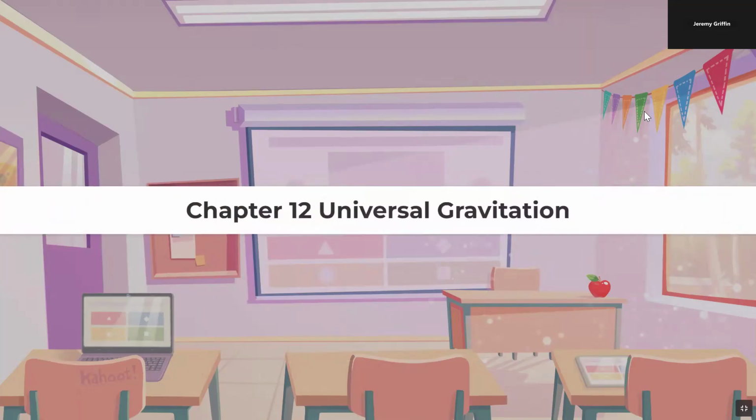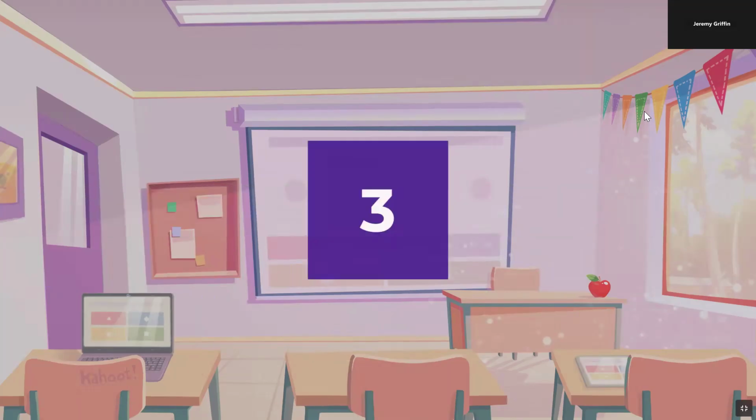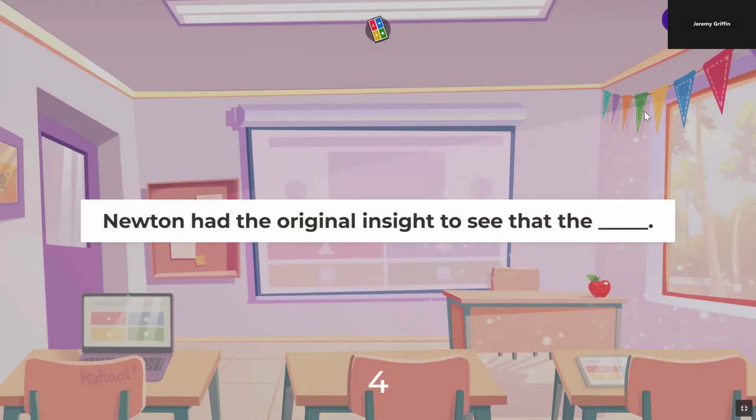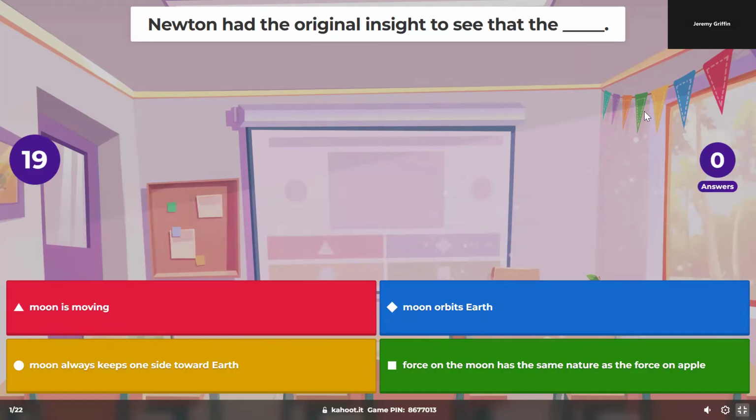Universal gravitation. Newton had the original insight. Guys, what did Newton see that nobody before Newton understood? That the moon is moving, that the moon orbits the Earth, that the moon always keeps one side toward Earth, or that the force on the moon has the same nature as the force on an apple.